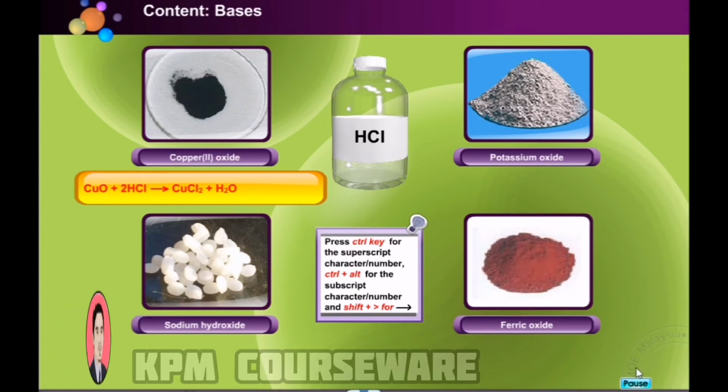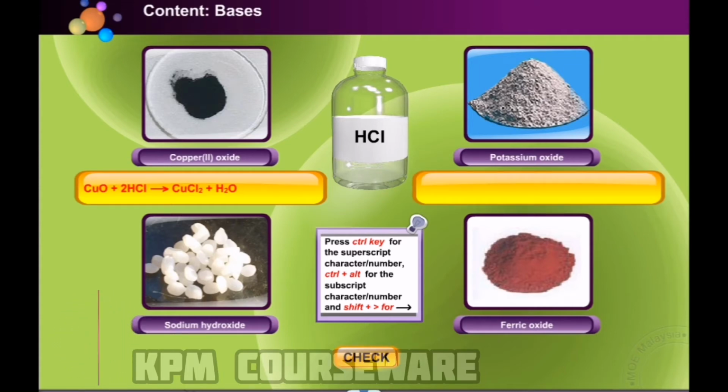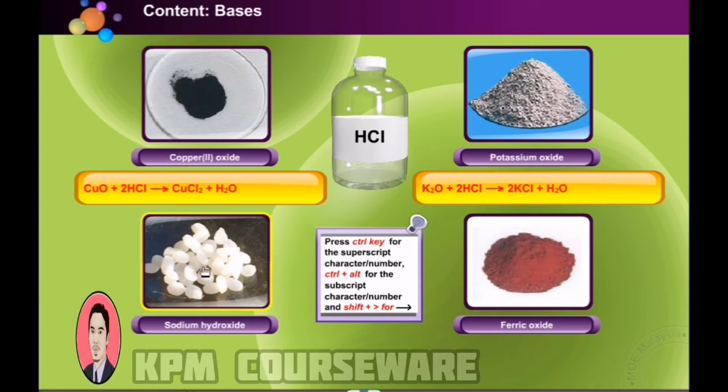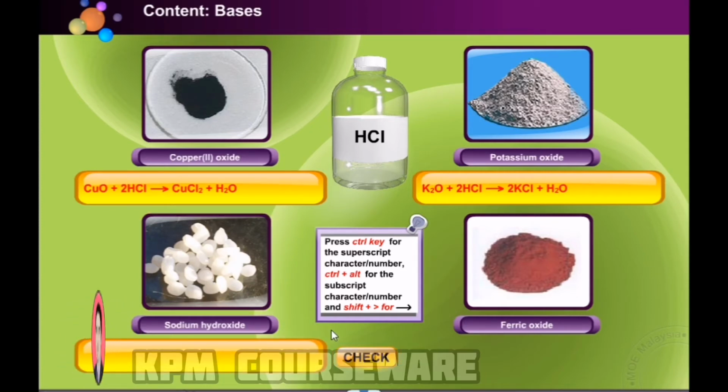Click on potassium oxide and type in the chemical equation. Click the Check button when you are done. Click on sodium hydroxide and type in the chemical equation. Click the Check button when you are done. Click on ferric oxide and type in the chemical equation. Click the Check button when you are done.